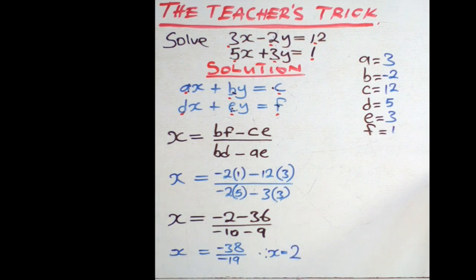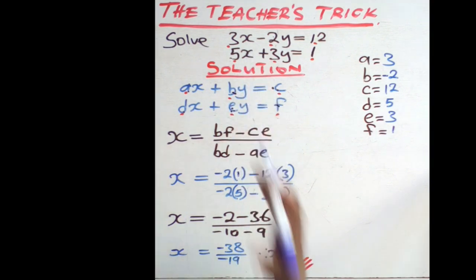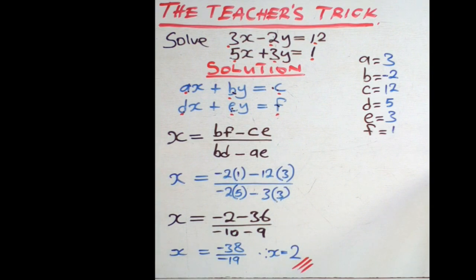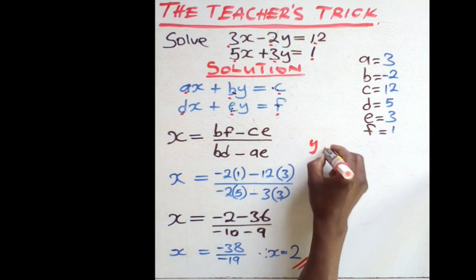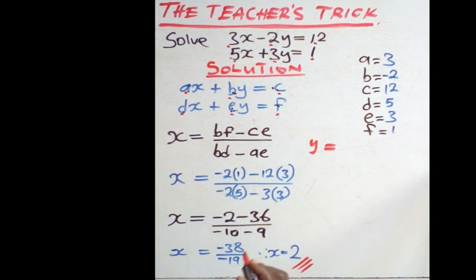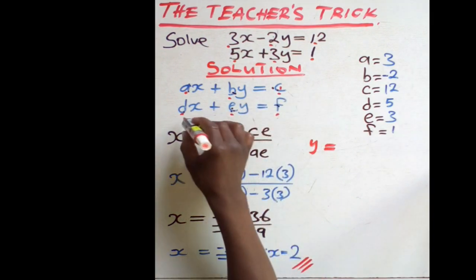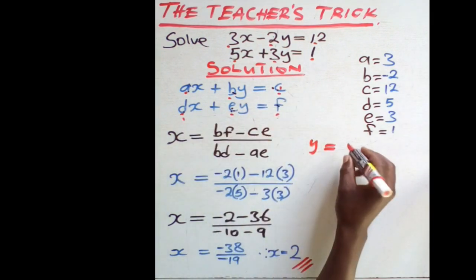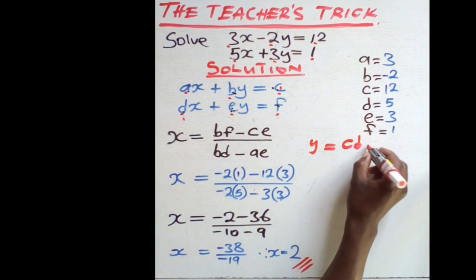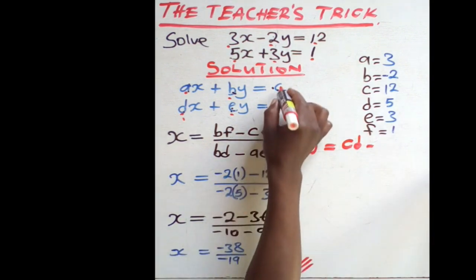And this 2 is the value of x. After getting that, we can substitute into that and get the value of y. But we can still come up with the formula for y also. So to come up with the formula for y, we are saying y is now going to be equal to c times d. We get cd minus, we said c times d.